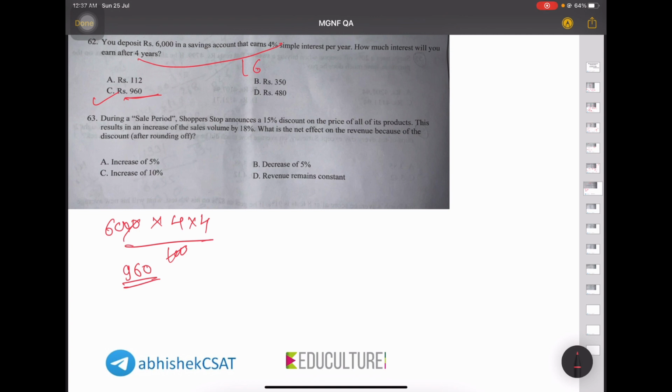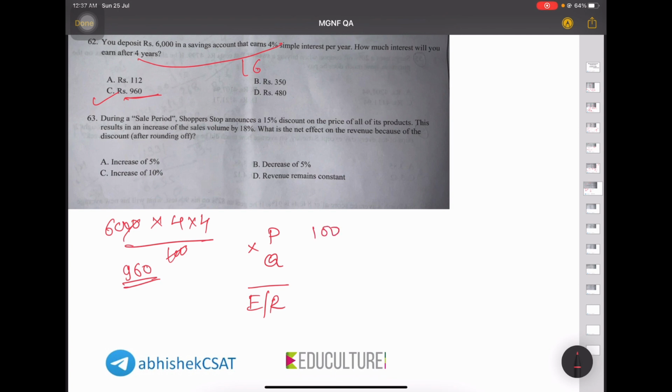During a sale period, Shopper Stop announces a 15% discount on the price of all its products. This results in an increase of the sale by volume of 18%. What is the net effect on the revenue because of the discount? Suppose this is price, this is quantity, and price into quantity is our expenditure or revenue. For the customer it is expenditure, for the shop or sale it is revenue.